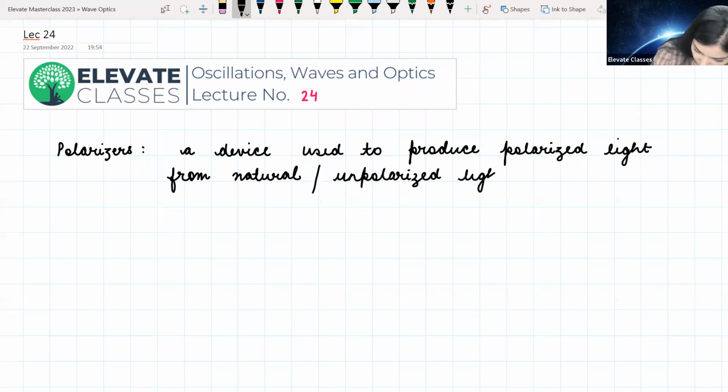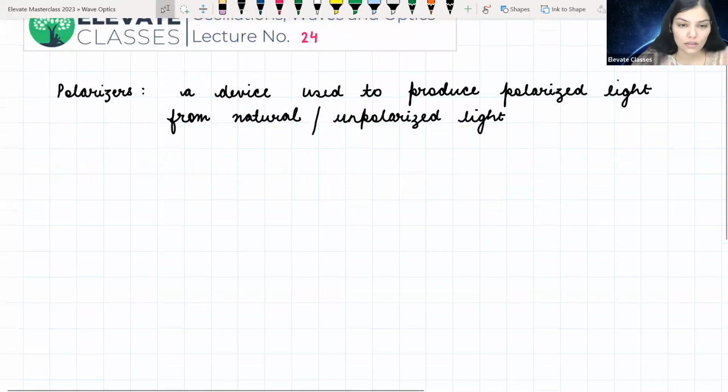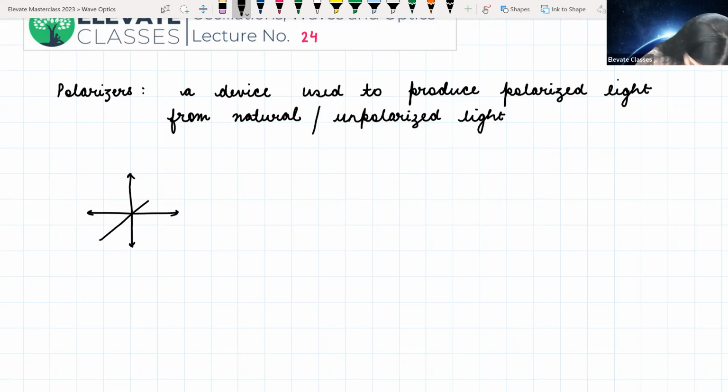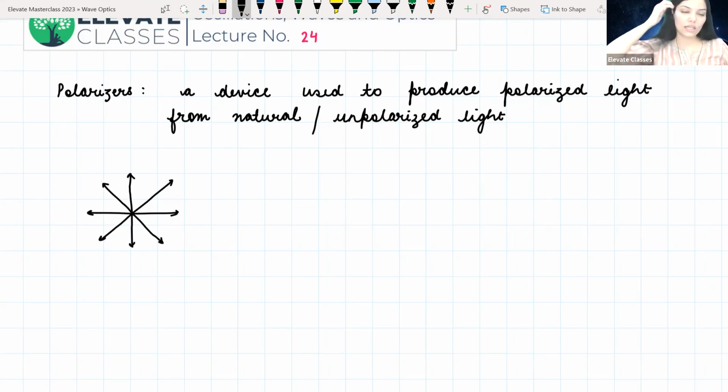Okay, so last class we had discussed this, that we can denote natural light like this. What this means is that I can have the orientation of the electric field vector in any possible plane. All of the planes are possible, in fact. So we draw it like this. So this is my natural light.